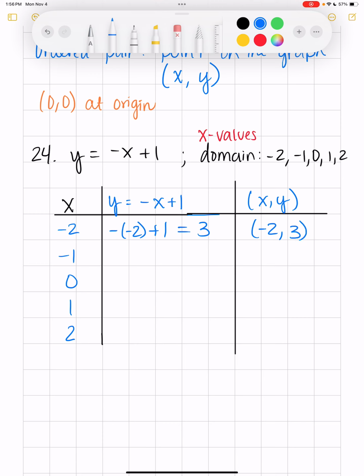Okay, and then I can put that on my graph, and we'll do that in a second. So then the next one, I'm plugging in negative 1 for x. So I have negative times negative 1 plus 1. What is that going to be equal to? 2. So this is at the point negative 1, 2.